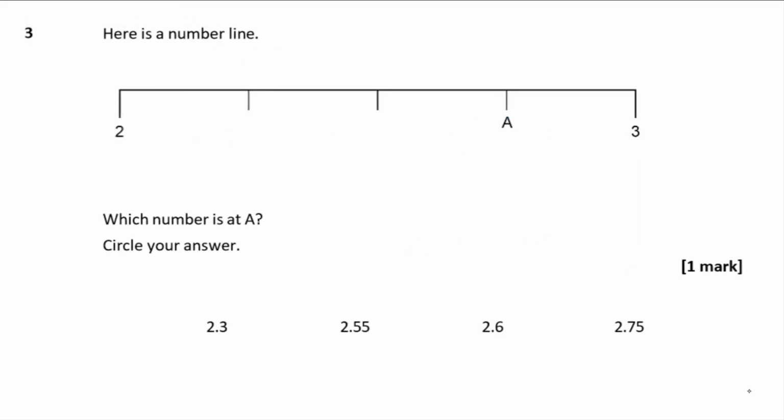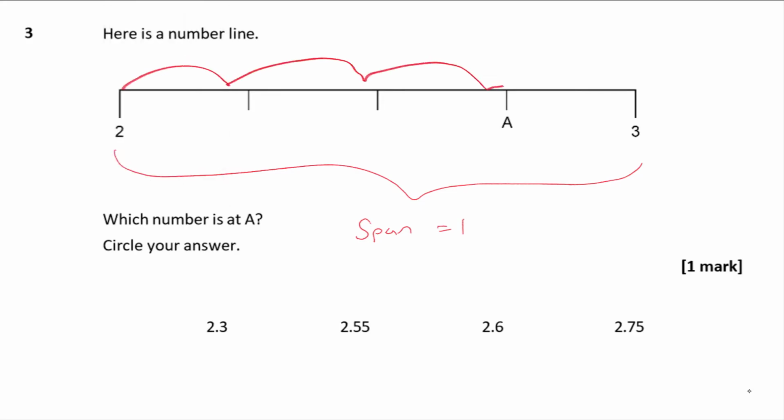Question 3. Here is a number line. It goes from 2 to 3. It's got a few divisions in between. Which number is at A? Circle your answer. Okay, so when you want to understand scales, you need to know two things. You need to know the span, and this spans 1 unit, okay? And you need to know the number of steps, okay? So I've got 1, 2, 3, 4 steps.